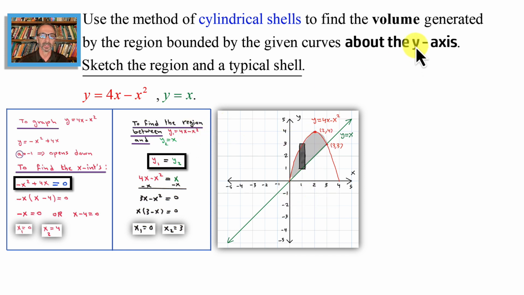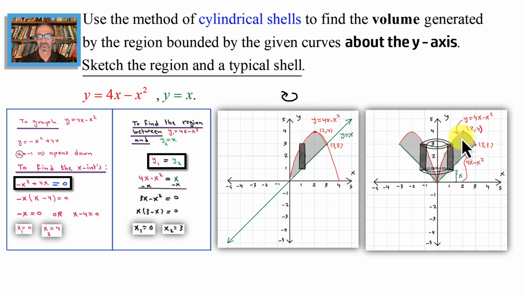Now we're going to go about the y-axis. So we need this region to go about the y-axis. So that's going to reflect on the left with a reflection image. So about the y-axis. Now we have the whole thing. I do have the image on the left, and I do have a cross-sectional area or cross-sectional volume that is a cylindrical shell.